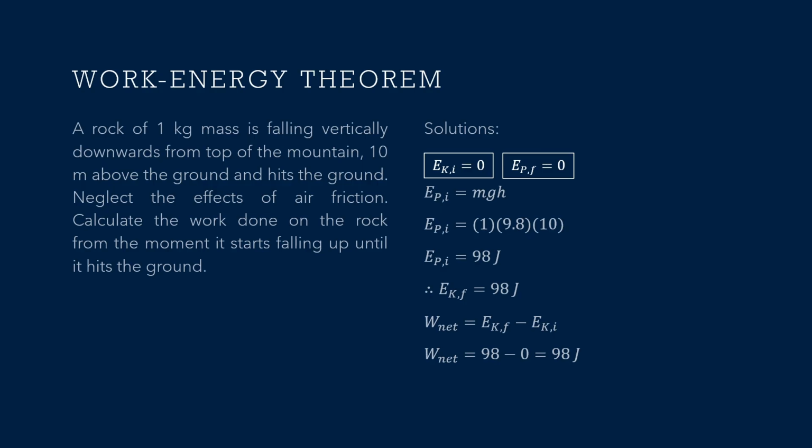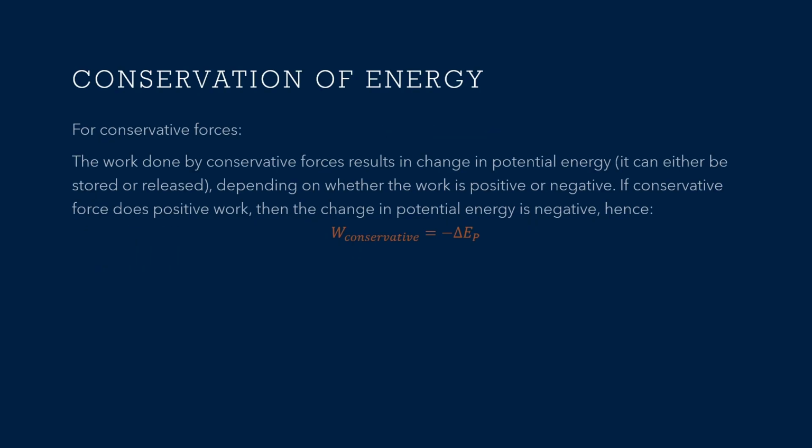Pretty simple, pretty straightforward. Let's move on to conservation of energy. For conservative forces, work done by conservative forces results in a change in potential energy. It can either be stored or released, depending on whether the work is positive or negative. If a conservative force does positive work, then the change in potential energy is negative. Hence, the work done by a conservative force is given by the formula I've just shown you.